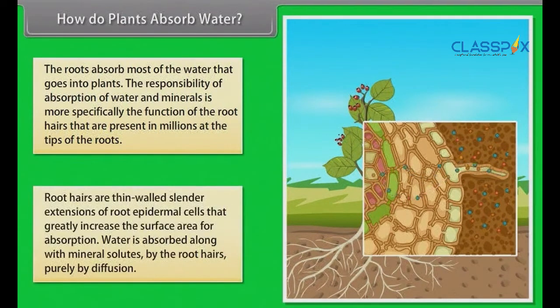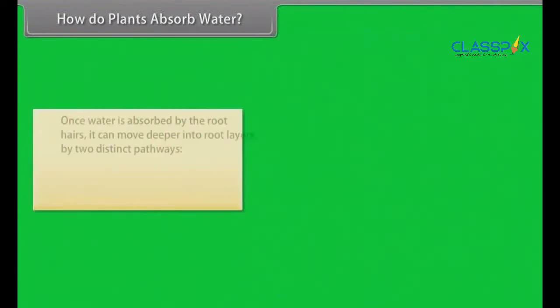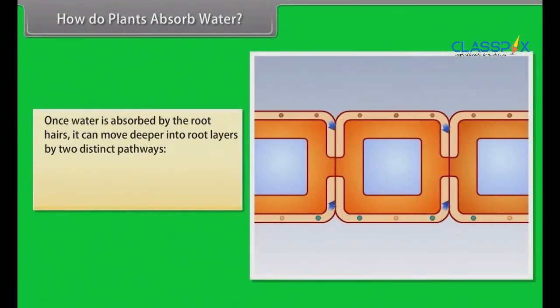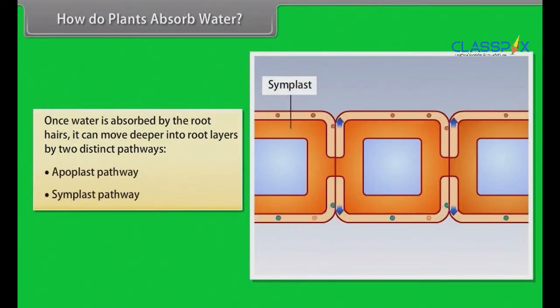Root hairs are thin-walled, slender extensions of root epidermal cells that greatly increase the surface area for absorption. Water is absorbed along with mineral solutes by the root hairs purely by diffusion. Once water is absorbed by the root hairs, it can move deeper into root layers by two distinct pathways: apoplast pathway and symplast pathway. We will know them in detail in the next few screens.